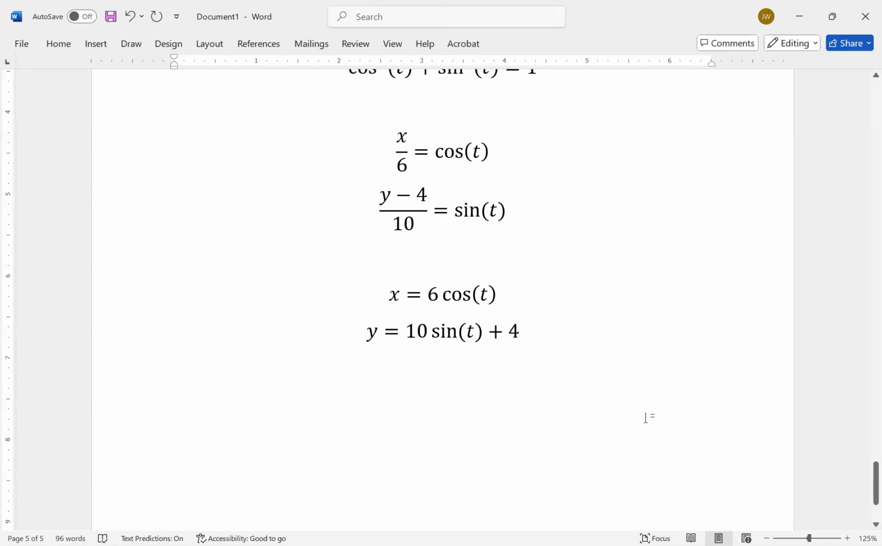Again, you could use other versions. You could use negative cosine, you could use negative sine, you could use negative cosine and negative sine. You could swap the sines and the cosines. It would just trace out the ellipse in a slightly different way. So there you go, that is your set of parametric equations that represents that ellipse.